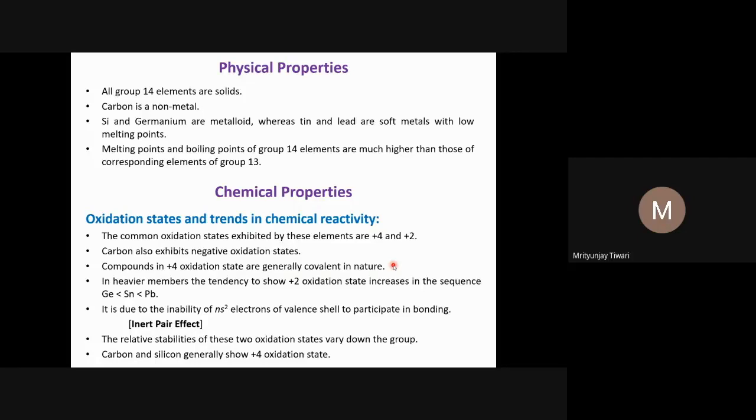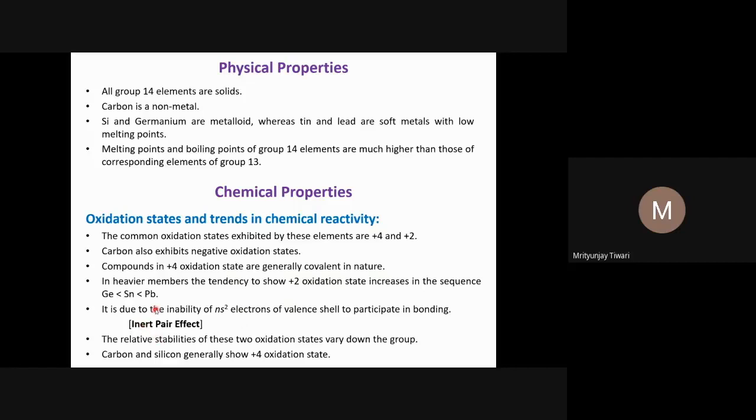Some exceptions are also there, and they are particularly essential in heavier members. The tendency to show the +2 oxidation state increases, and that is because of the inert pair effect. We know that as the atomic size increases, or the number of shells increases, the penetration power of s orbitals increases. Even the outermost shell s orbitals will be closer to the nucleus, so removing those electrons becomes even more difficult, and that is why heavier elements show a greater tendency to be in the +2 oxidation state.